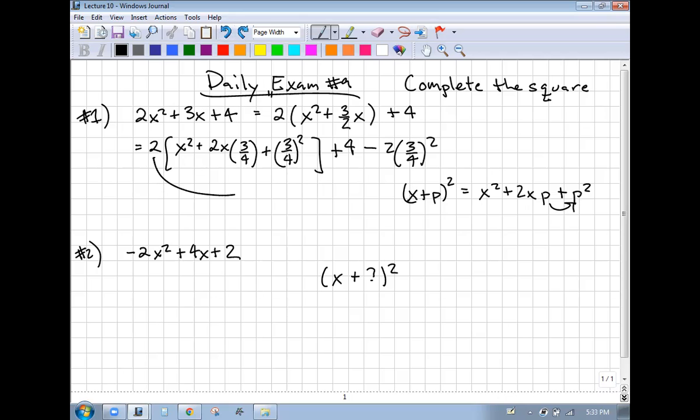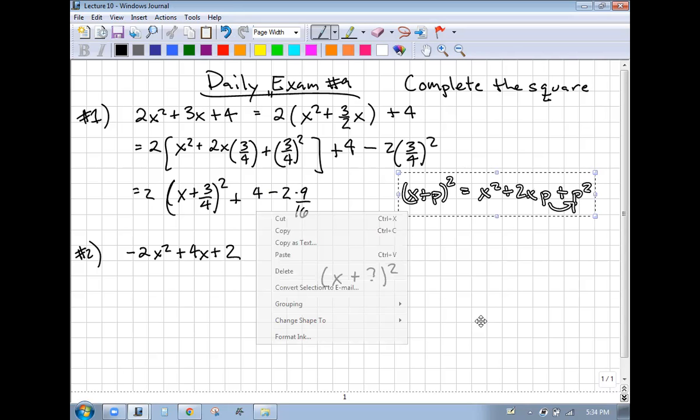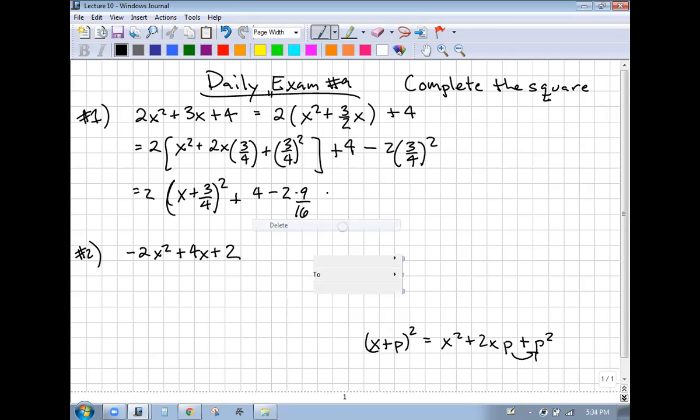And again, I added something and I subtracted the same amount away, so all I did was add 0. And why did I do that? Well, that's because this is now just x plus 3/4 squared. I completed the square. And then this, I can just simplify. Let me put my minus here, minus 2 times 3 squared, which is 9, over 4 squared, which is 16. So let's do some more simplification. I got x plus 3/4 squared, and then let's simplify the rest.